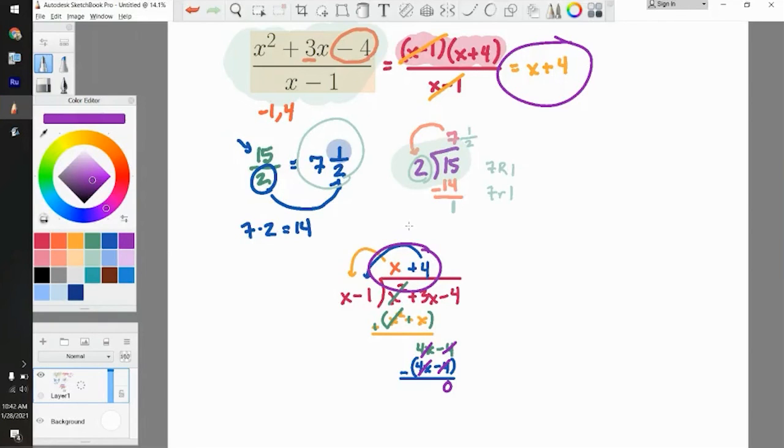No, the answer is x plus 4. I'm sorry. The remainder is 0, yes. And sometimes the question will be, what is the remainder? And you would say 0 for that. But the solution is the x plus 4. Okay.